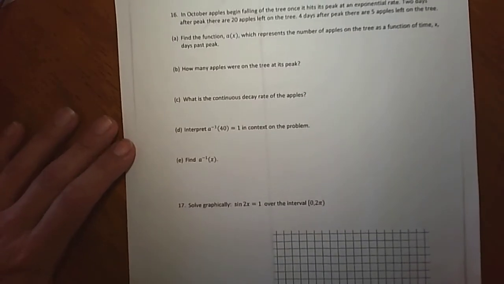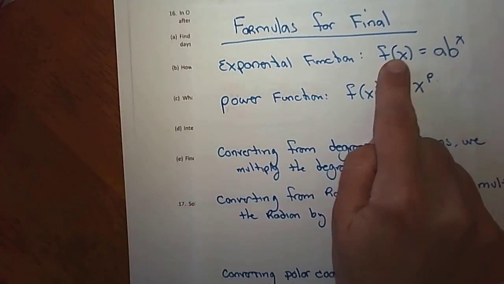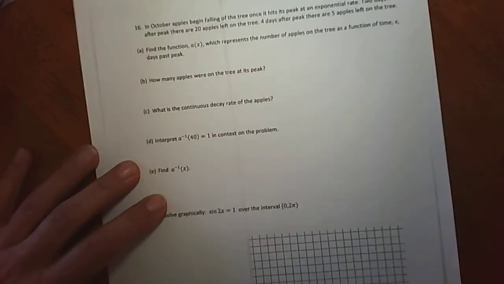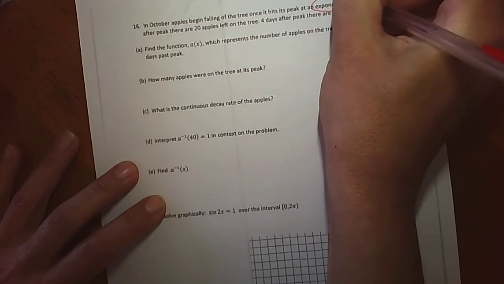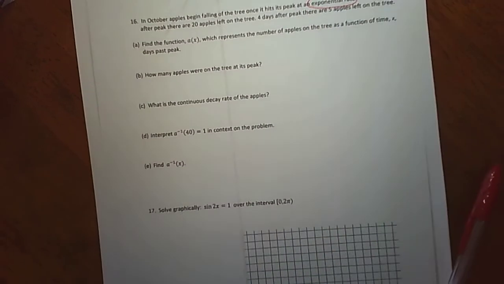This was pretty good for looking at the answers. In October, apples begin falling off the tree once it hits peak at an exponential rate. Okay, 2 days after peak, there are 20 apples left on the tree. 4 days after peak, there are 5 apples left on the tree. So what we want to do here is, since it says exponential rate, we're going to use our exponential function here.